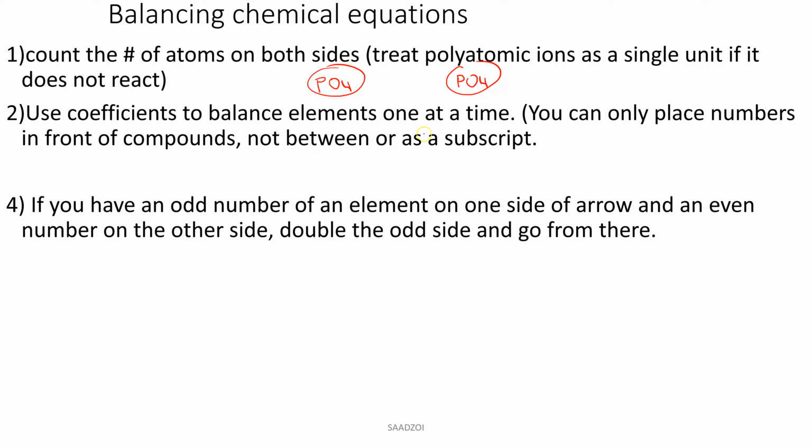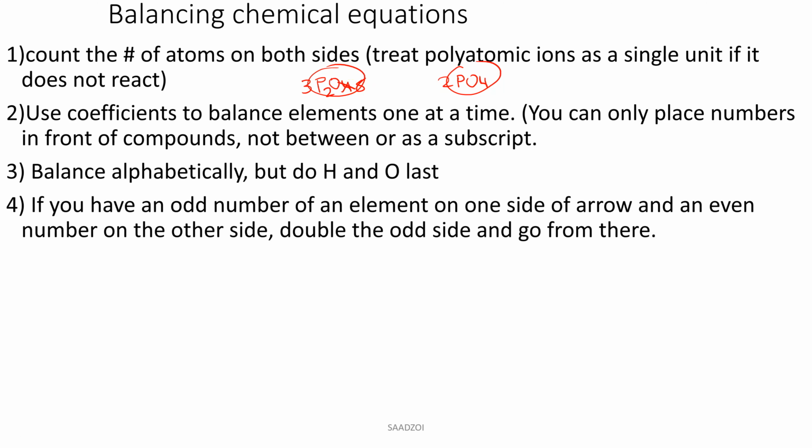2, use coefficients to balance elements one at a time. You can only place numbers in front of the chemicals. So you can only do this. You can't do this, make this 4 into an 8. You can't put a 2 here to make it cute. Only thing you're allowed is numbers in front only.